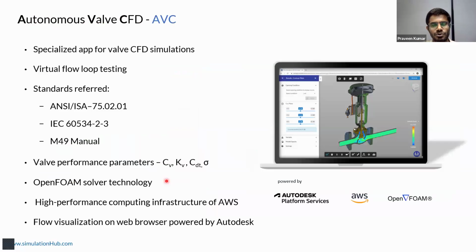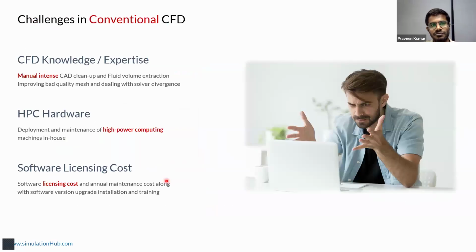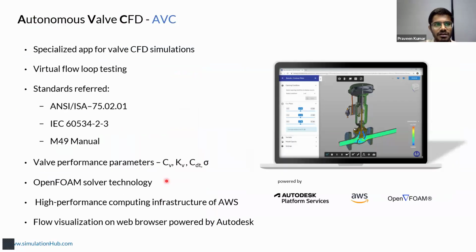Okay. So to address these challenges of conventional CFD, we developed autonomous valve CFD. We call it a virtual flow loop testing application, meaning it mimics the actual flow loop test procedure by following the ANSI-ISA 75.2.2.1 standards, and some part of the M49 manual to calculate formulas and things.